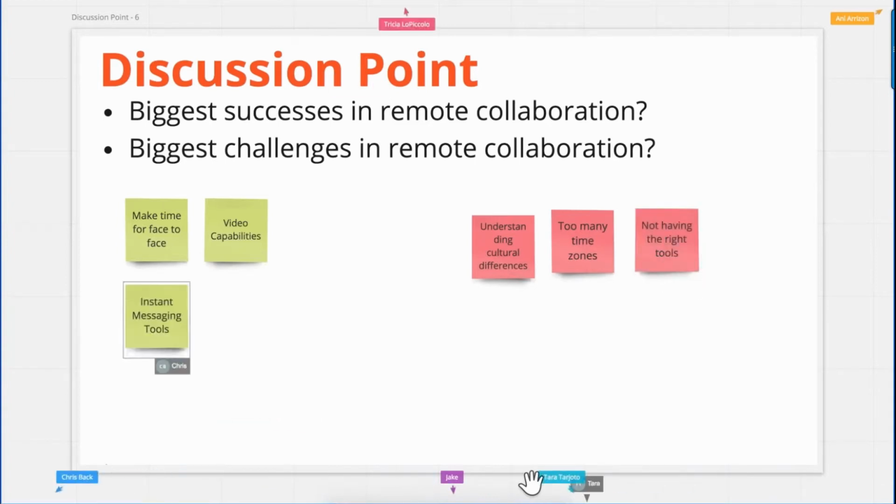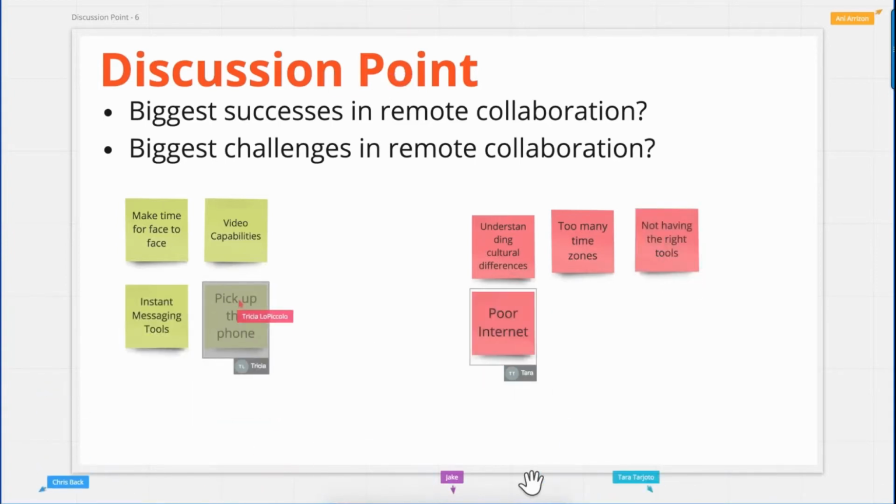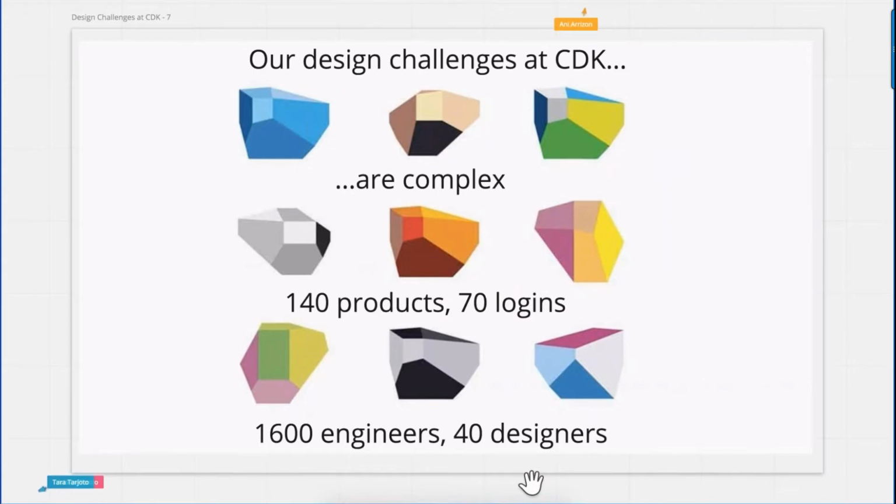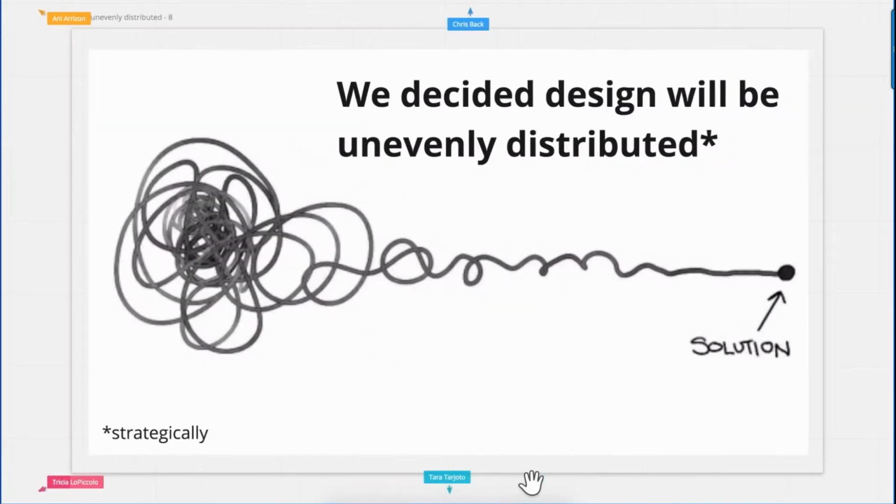So with our collaboration problems now out on the table, we set out to tackle our design challenges. And probably not unlike many of you, our design challenges at CDK are complex. We have over 140 products and 70 logins across our customer base. And with 1,600 engineers and only 40 designers to support, we needed to start making some of our first hard decisions. And one of these was we wouldn't support all 140 products. Instead, we would unevenly support strategic products.